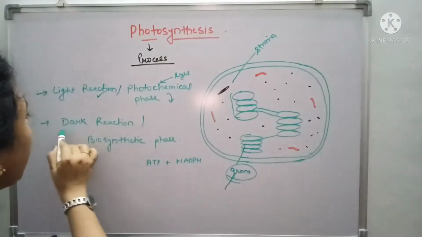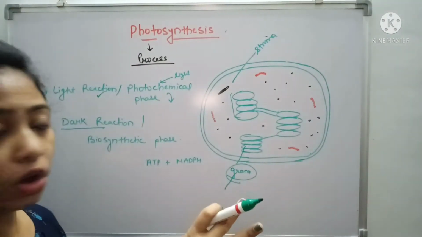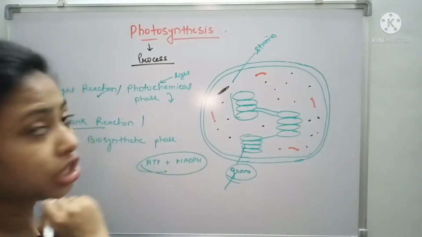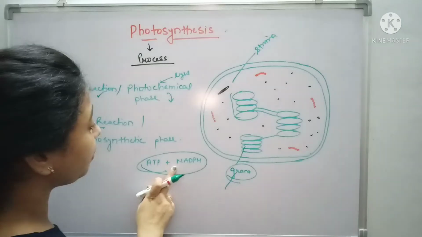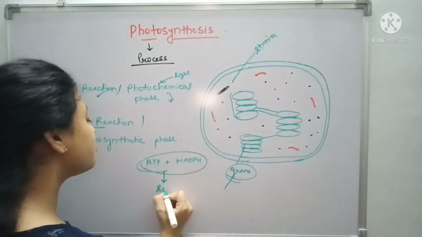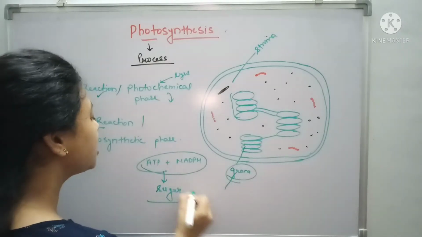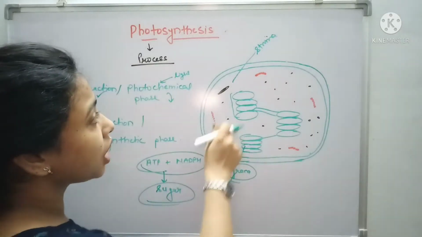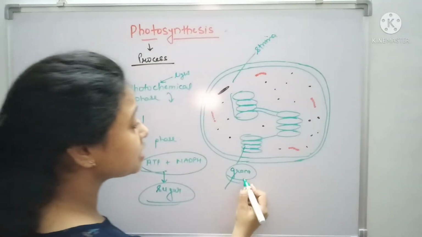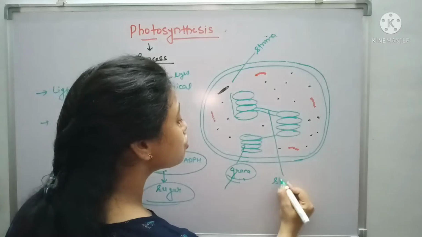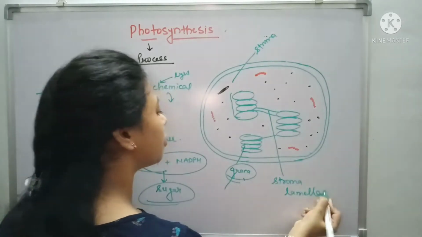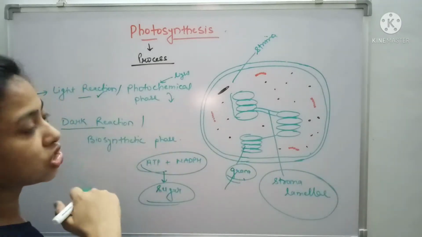Whereas the dark reaction does not depend directly on light, it depends on the high energy molecules, the light products, which are ATP and NADPH. It depends on these to produce the sugar molecule. This reaction takes place in this liquid, which is the stroma. One more thing, the light reaction takes place in the grana as well as in the stroma lamella. So in these two parts the light reaction takes place.